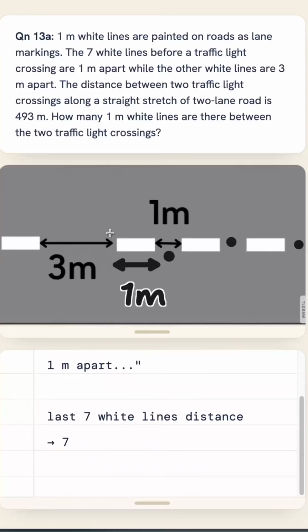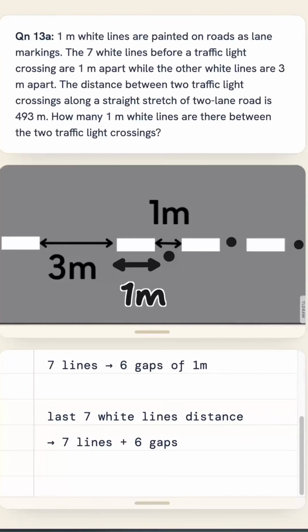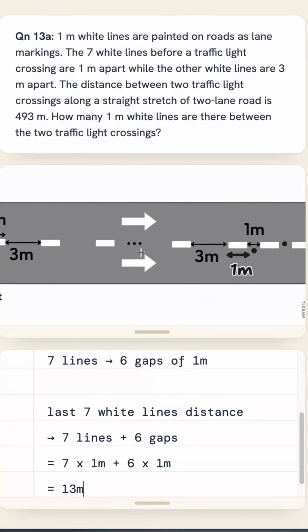So the 7 white line distance is basically 7 lines plus 7 minus 1, or 6 gaps, right? So in this case, 7 lines go to 6 gaps, 6 gaps of 1 meter. So that means the last 7 white lines will then be equal to 7 times 1 meter plus 6 times 1 meter, and this will be equal to 13 meters. Okay, so now we know that there are 13 meters.